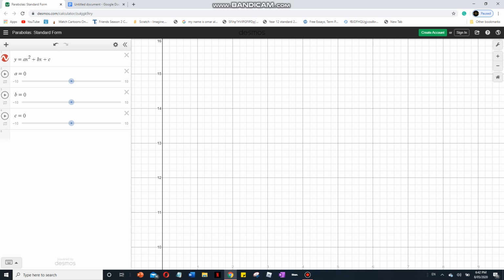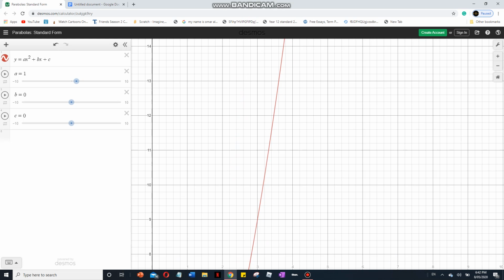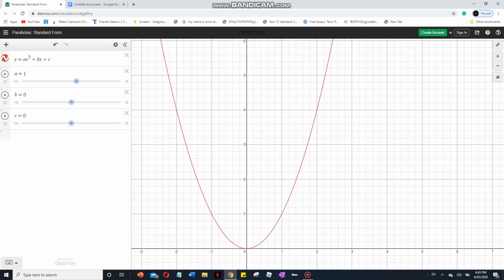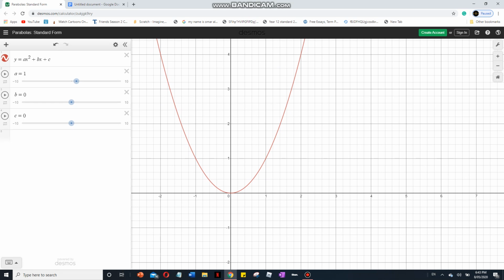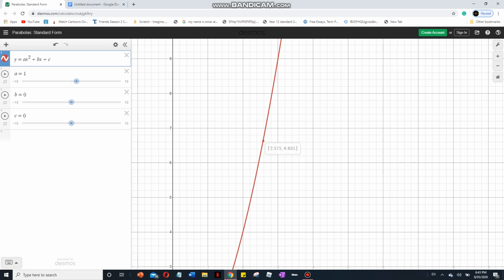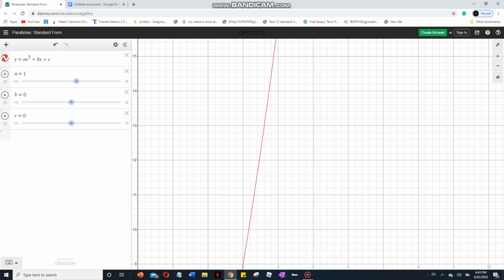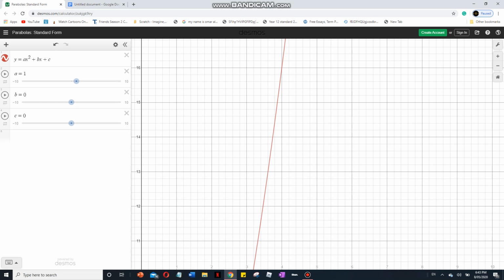So if I was right, that means this point should be 15. Let's check. Let's put this as 1. Well, looks like I was a little off. I think I might have included 1. But if we check again, we run 1, 1, 2, 3. We run 1, 1, 2, 3, 4, 5. We run 1, 1, 2, 3, 4, 5, 6, 7.